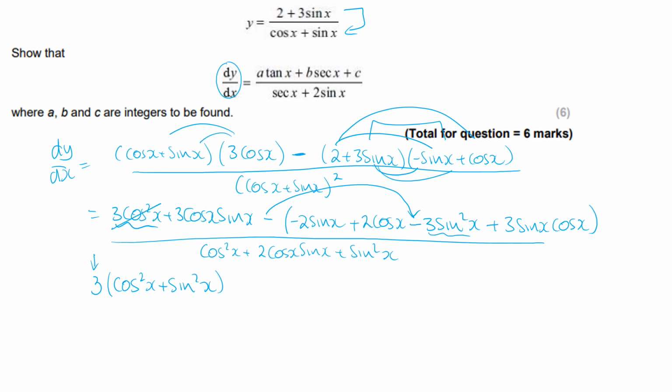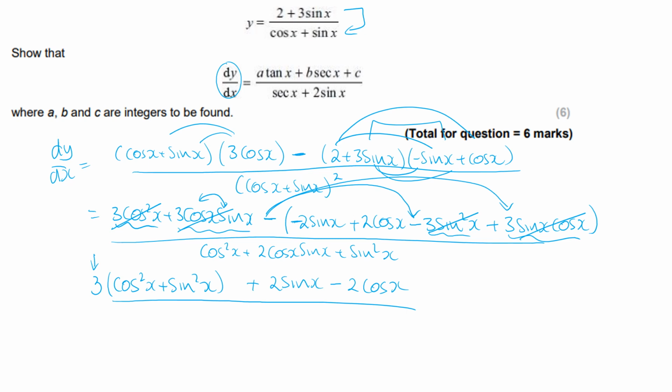So that's dealing with that term and that term. I've got a plus 3 cos x sin x, and here when this minus goes in, this is a minus 3 sin x cos x. I've just written them the other way around, but they're the same term, so they're going to cancel. And then I've got a minus and a minus, so it's going to be plus 2 sin x and then minus 2 cos x, and that's dealing with all the terms on the top.